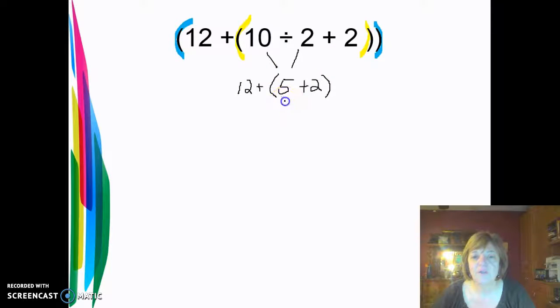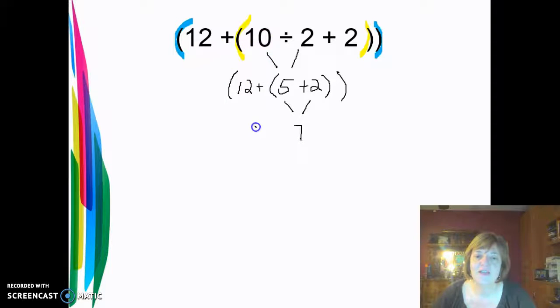Okay, now we're going to do what's inside there. 5 plus 2 is 7. And now we can get rid of that completely. Oh, by the way, why did I lose these blue ones? I didn't have to, but I also didn't need them either, did I? Really? They were there to fool you. They were just there to distract you. We really didn't need the blue ones. This isn't really that much of a nested one.